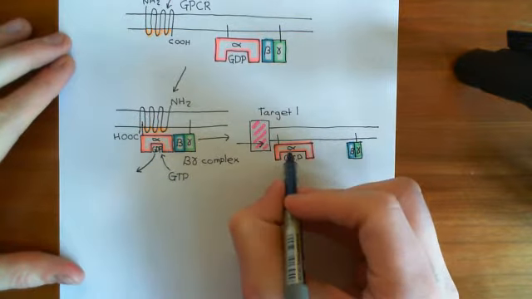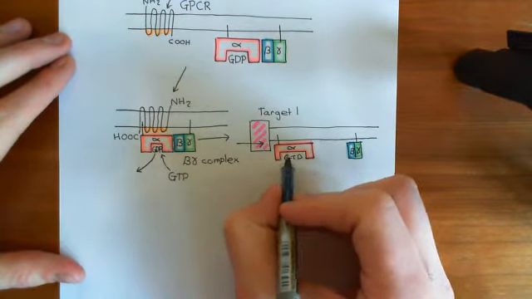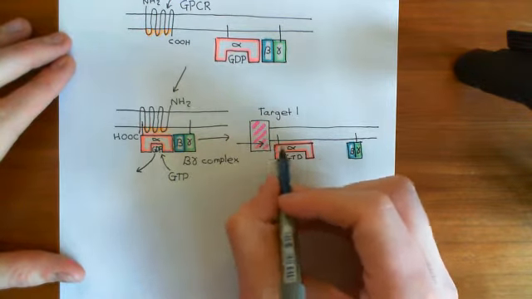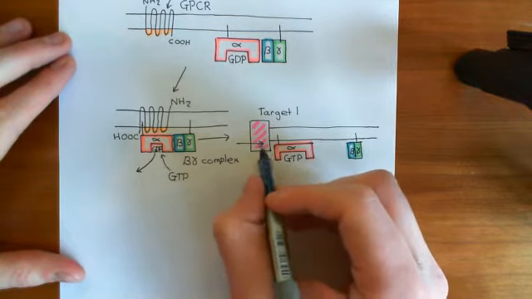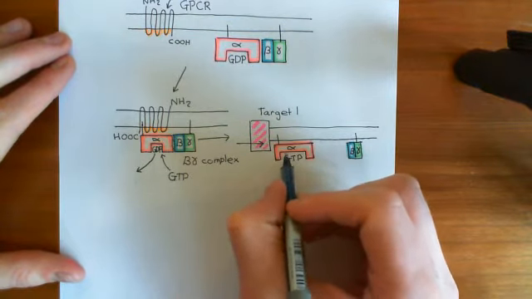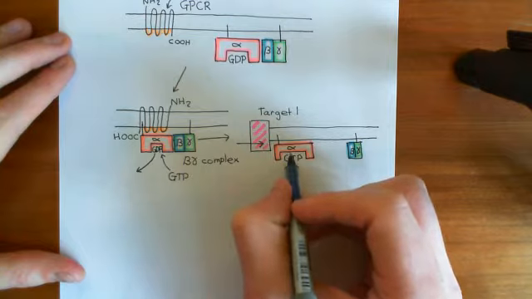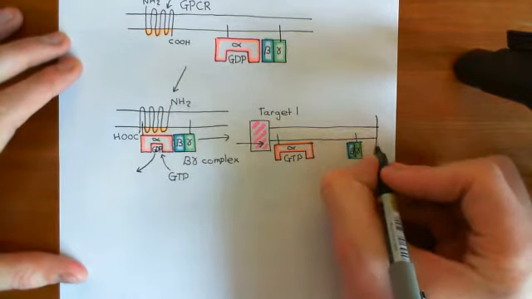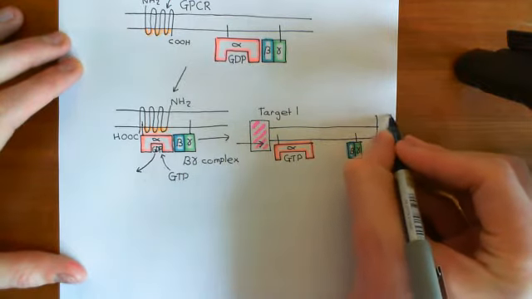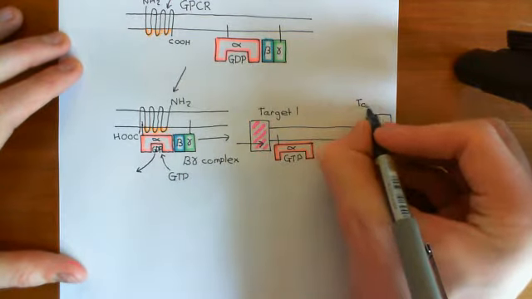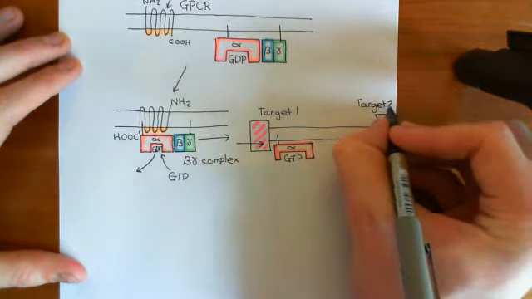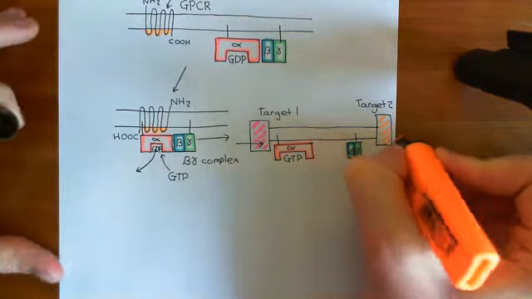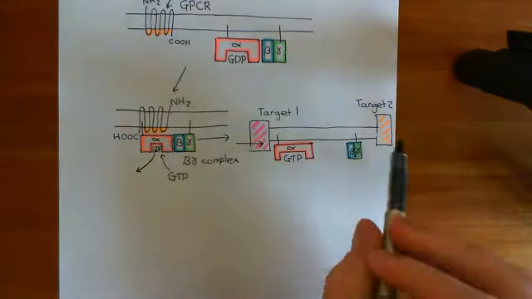Okay, now not only will the binding of the alpha subunit with GTP bound affect the activity of target 1, but also when the alpha subunit binds to target 1, target 1 will also affect the activity of the alpha subunit. Okay, and we'll come back to this in a moment. In addition, the beta-gamma complex will also have targets. So over here, let's say this is target 2. So the beta-gamma complex can also go and bind to targets that are within the membrane and affect their activity.